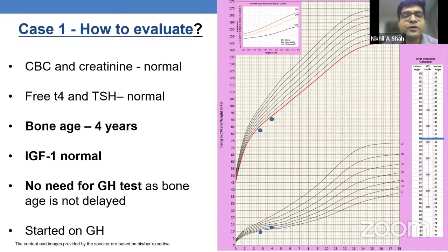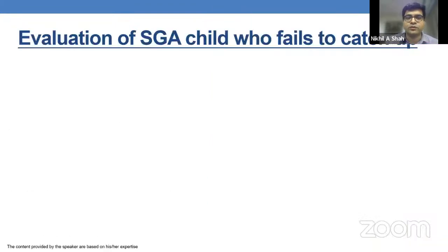So how do we evaluate? We did the CBC and creatinine, which is normal. We did the thyroid function test, which is normal. Bone age done was 4 years, which corresponds to the chronological age of 4 years. IGF-1 was normal. We did not perform the growth hormone stimulation test as bone age was not delayed. As discussed earlier, this is an SGA child who has failed to catch up. This is the cause of short stature. And these children can be started on growth hormone. So we started this child on growth hormone.